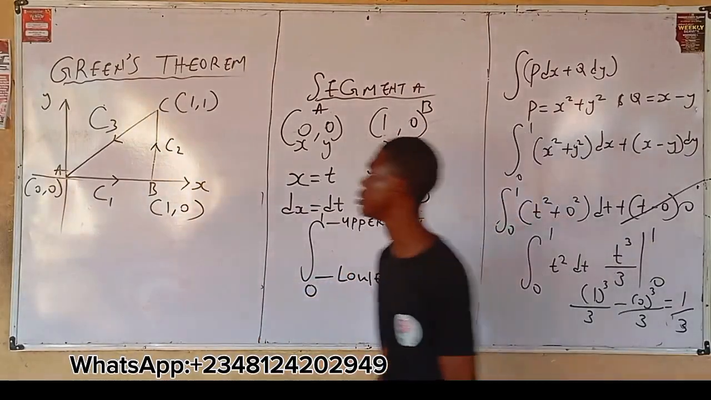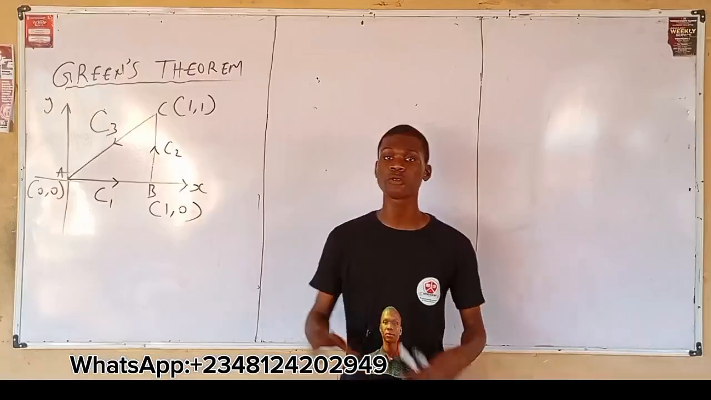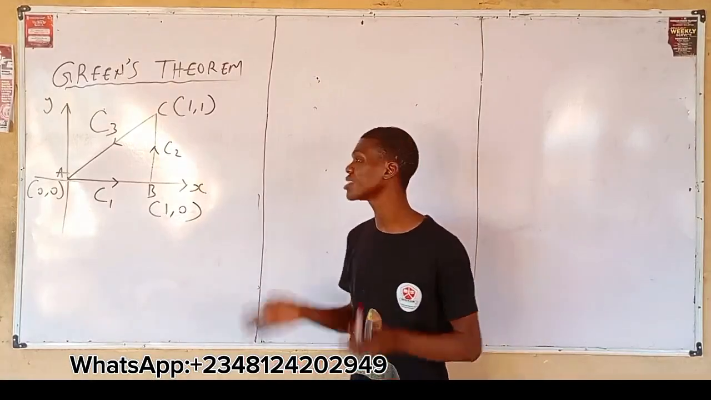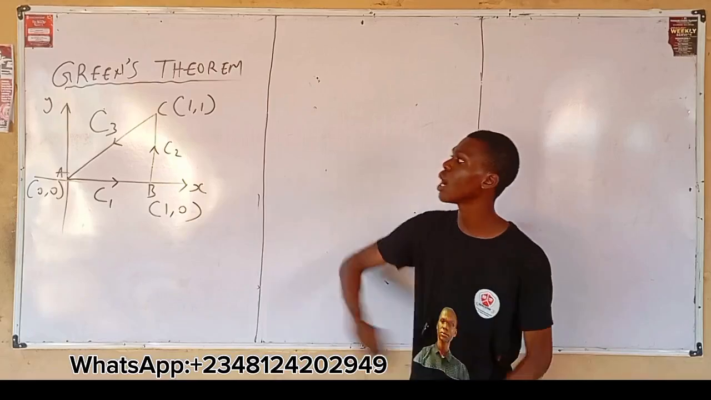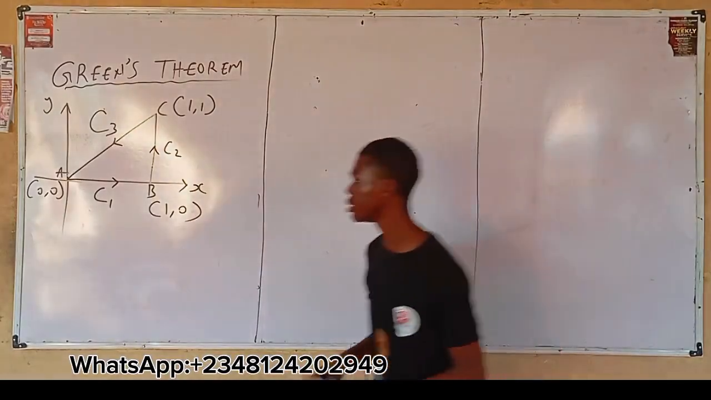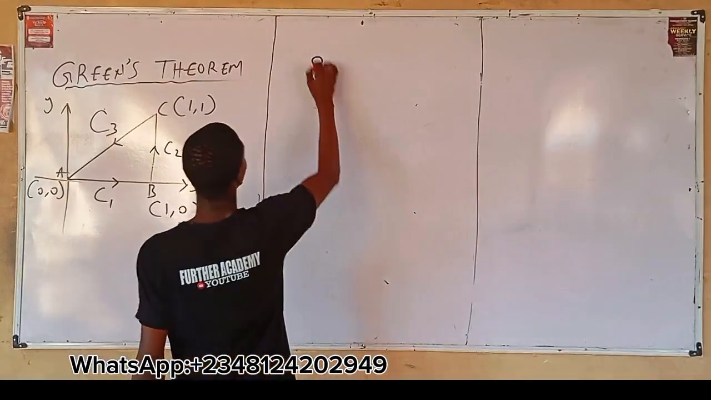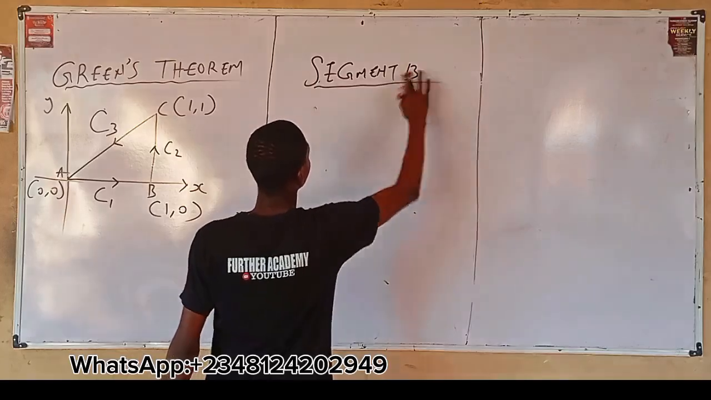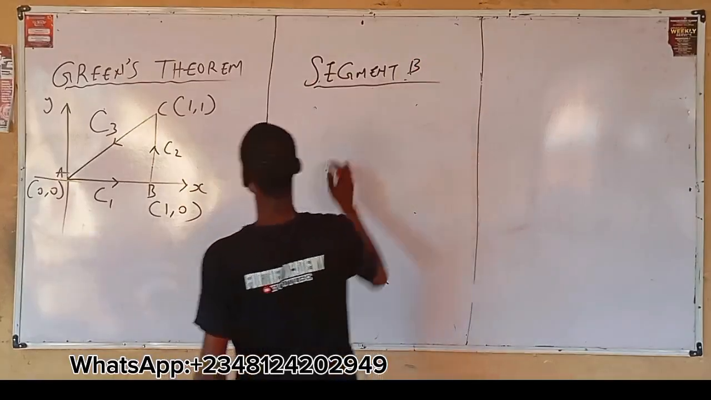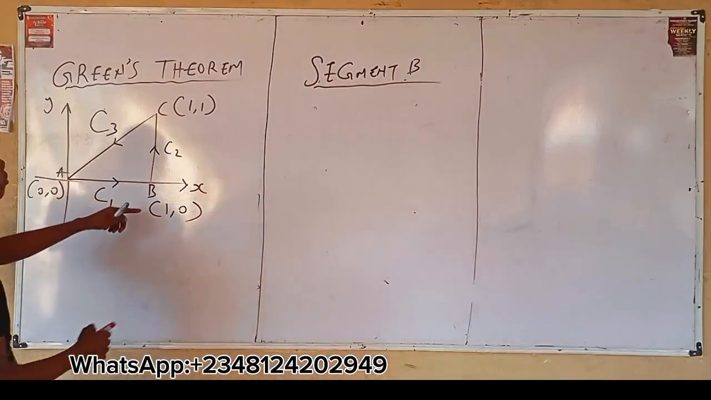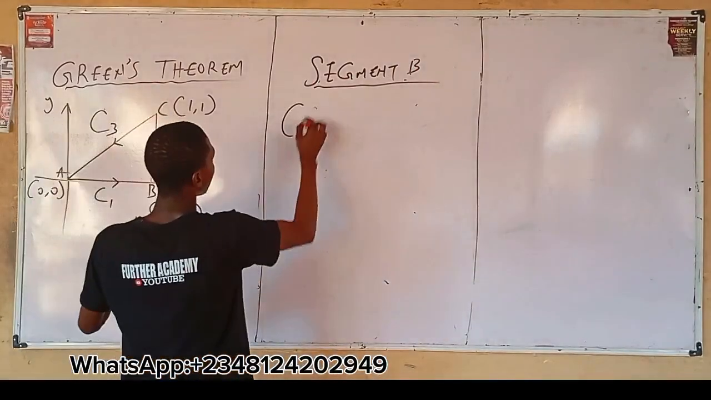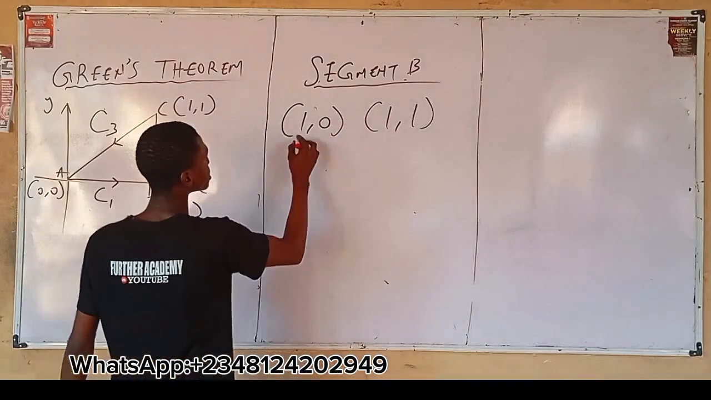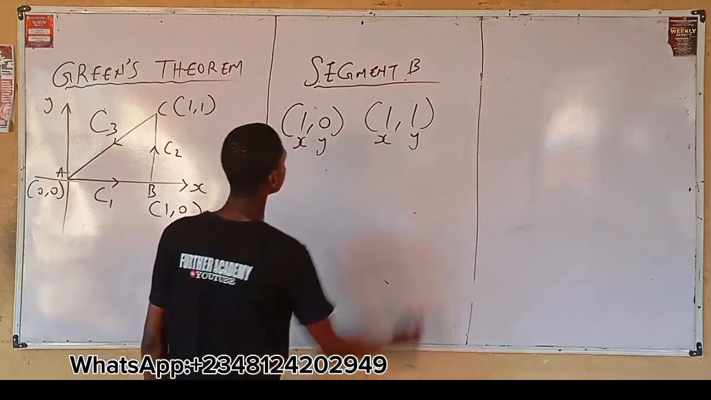Let's solve for segment B. Same way we solve for segment A, nothing is changing. Just apply the same concept. Understand the principle. Once you understand the principle, you apply it all through. Now for segment B, what's my movement? I'm moving from B to C, meaning I have 1, 0, then 1, 1. Now from here, this is x, this is y, this is x, this is y, right?